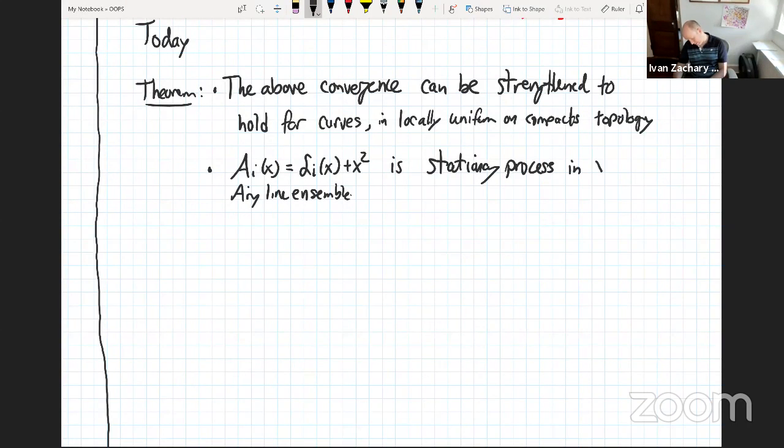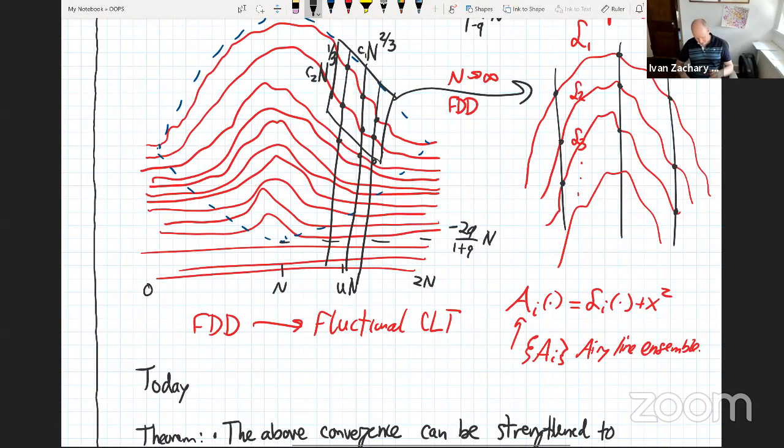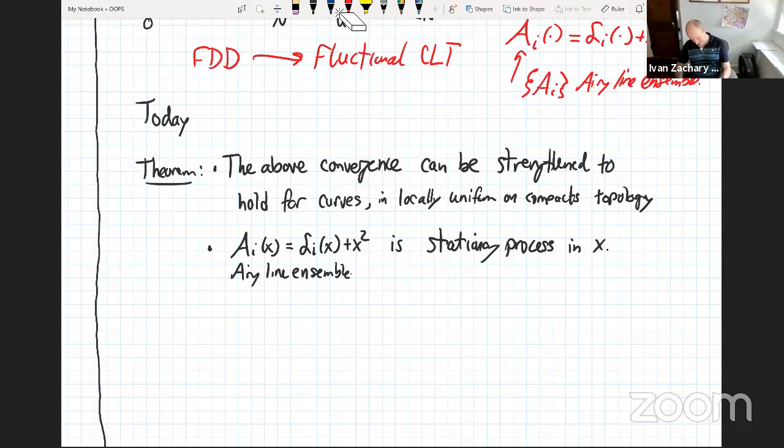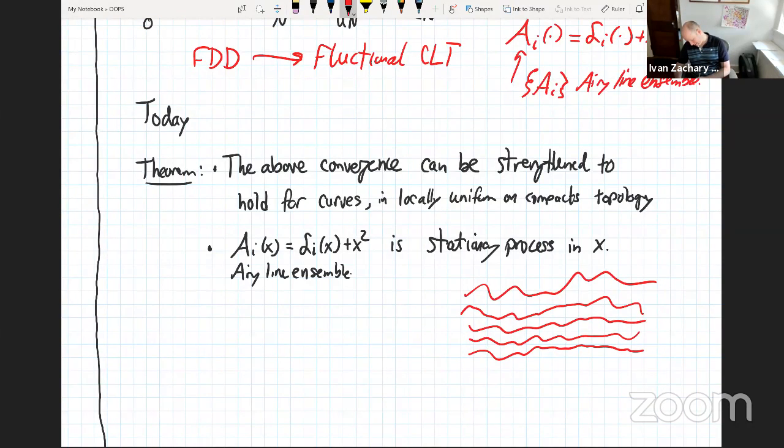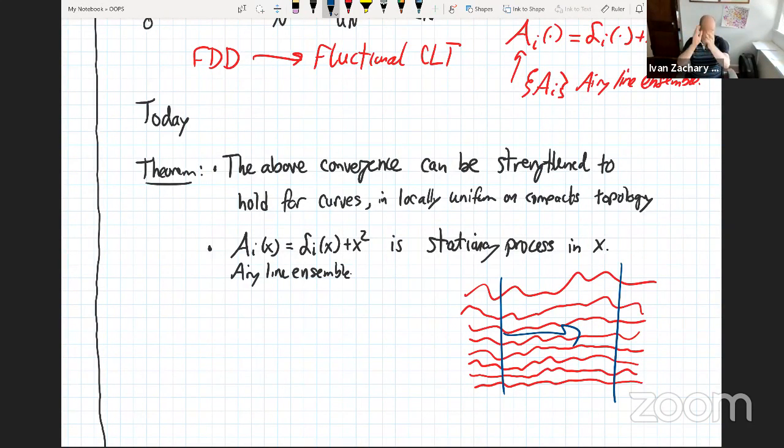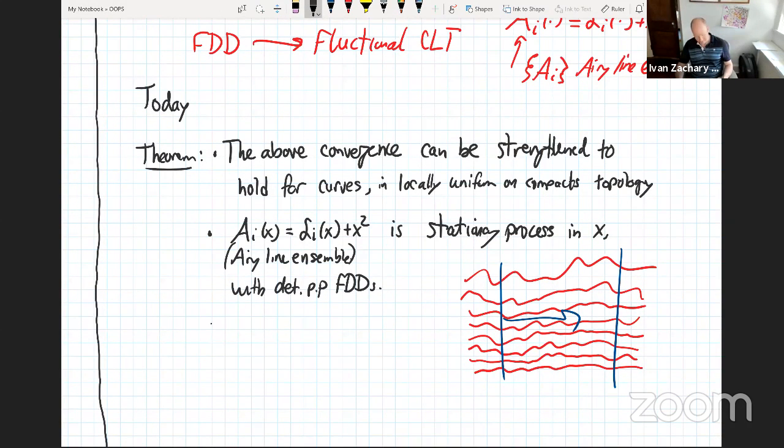It is a stationary process in x. So what this means is that, in fact, after I get rid of the parabolic shift, what I see in terms of the A_i's is a process that's statistically stationary with respect to shifts in the horizontal variable. Now the density keeps getting higher, but if I take a slice and then I shift that slice over, the point process, or for that matter any properties, are invariant under this shift. And that can be seen directly from the determinantal formulas. So it's a stationary process in x with determinantal point process finite dimensional distributions. The stationarity and the finite dimensional distributions come from what we were talking about yesterday.